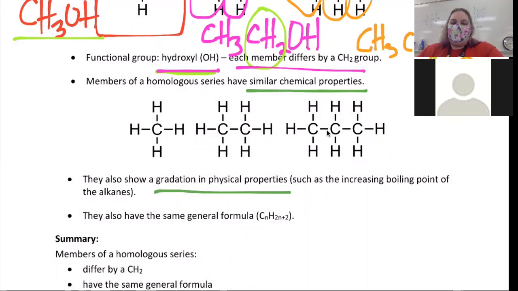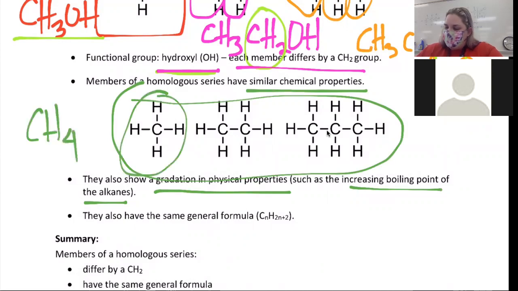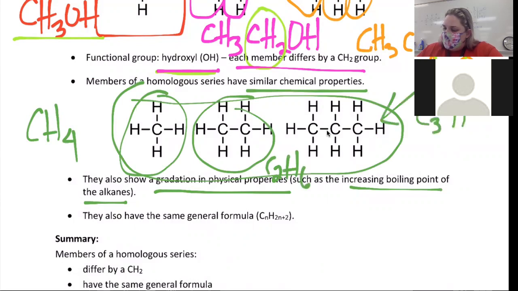The biggest example they give here is the increasing boiling point of alkanes. These three right here are all in the alkane family because they all have just carbons and hydrogens that are all single bonded, okay? This first one is CH4. The one in the middle is C2H6. And the one over here on this side is C3H8.